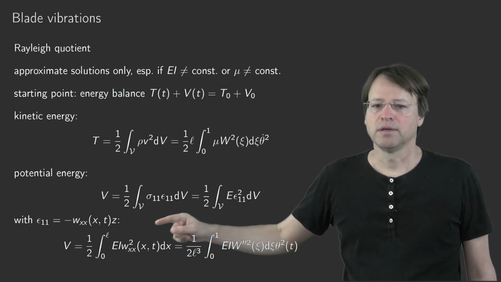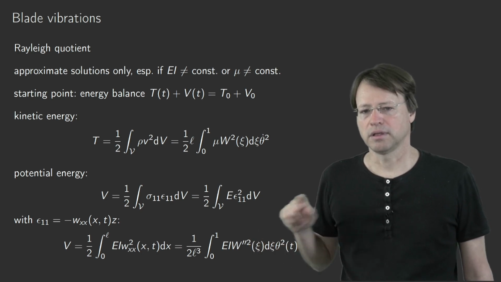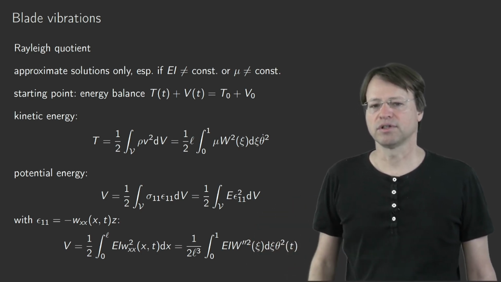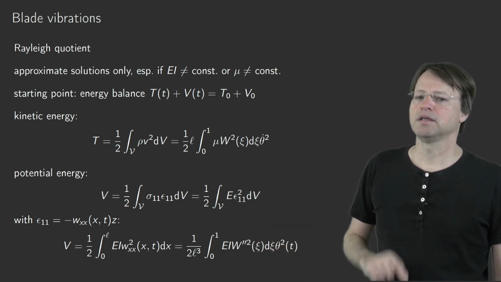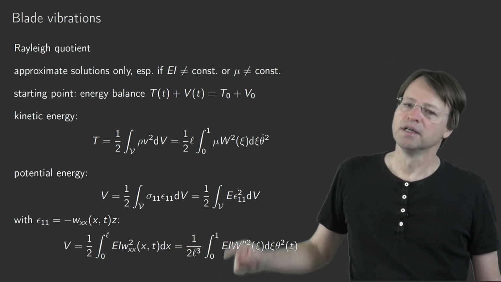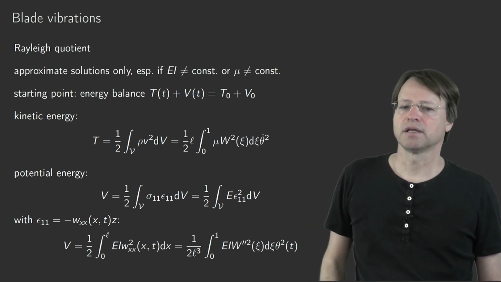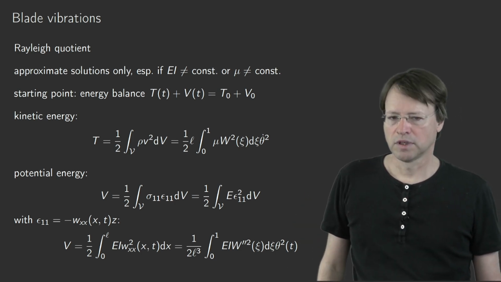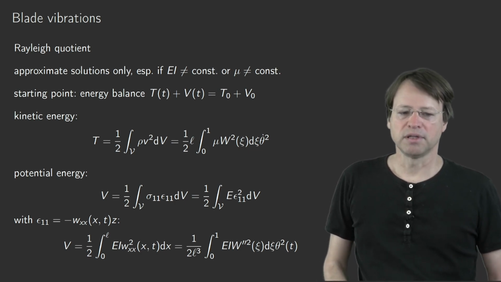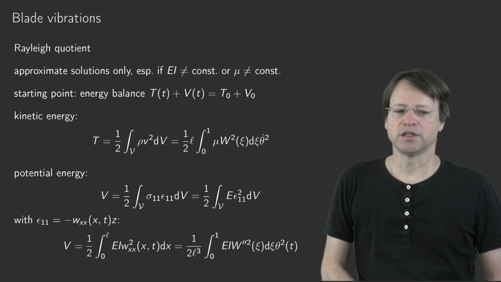And finally, we do not have only the uppercase W in the second derivative, but we also have to take theta squared into account. That is, we replace the second derivative by the second derivative of capital W and theta. Okay, so this would be the result. And now we would have our energy balance.